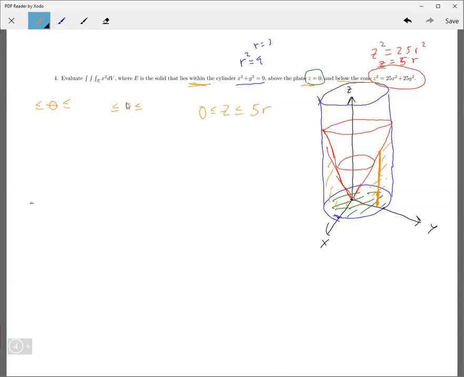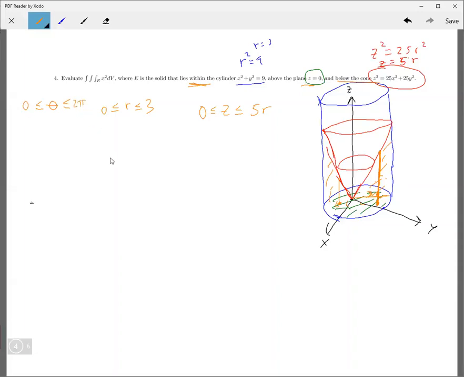Okay, and now what is r going to go from? 0 to 3. Yes, 0 to 3, because now you have a whole bunch of these vertical line segments, and you can represent every single one of them by going from r equals 0 to 3. So this is radius 3 right here. All of them are represented by radius 3. And then theta? 0 to 2 pi. Exactly, 0 to 2 pi.